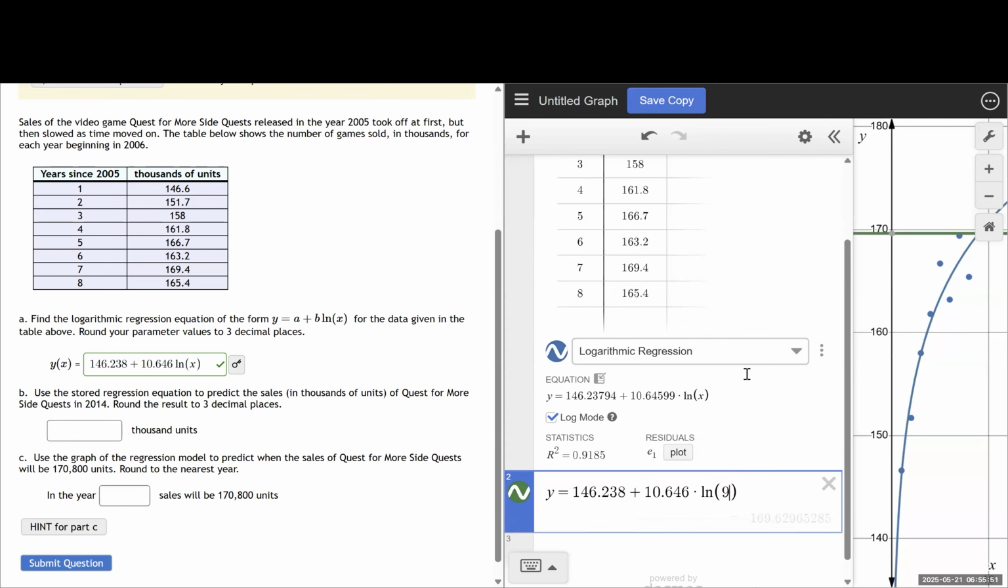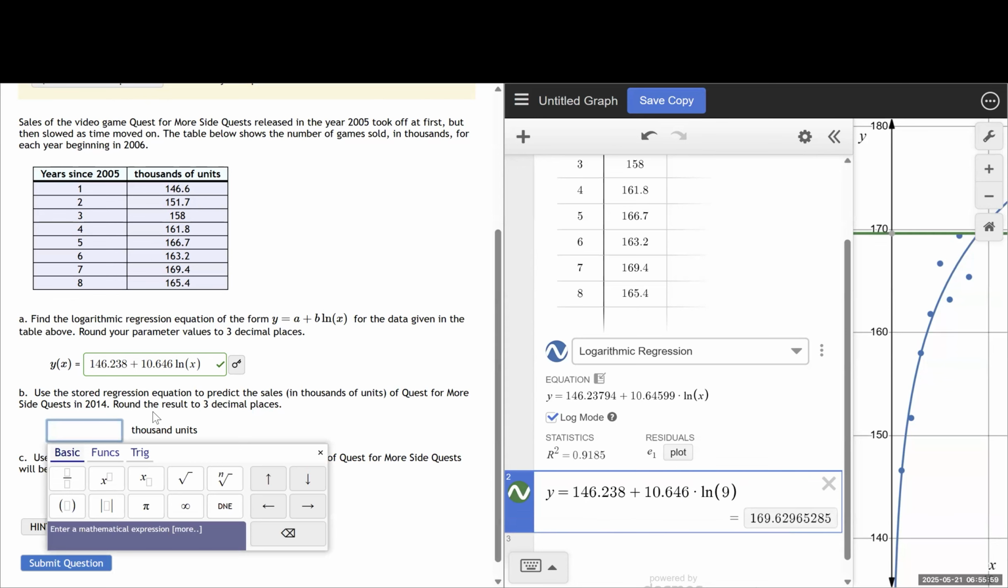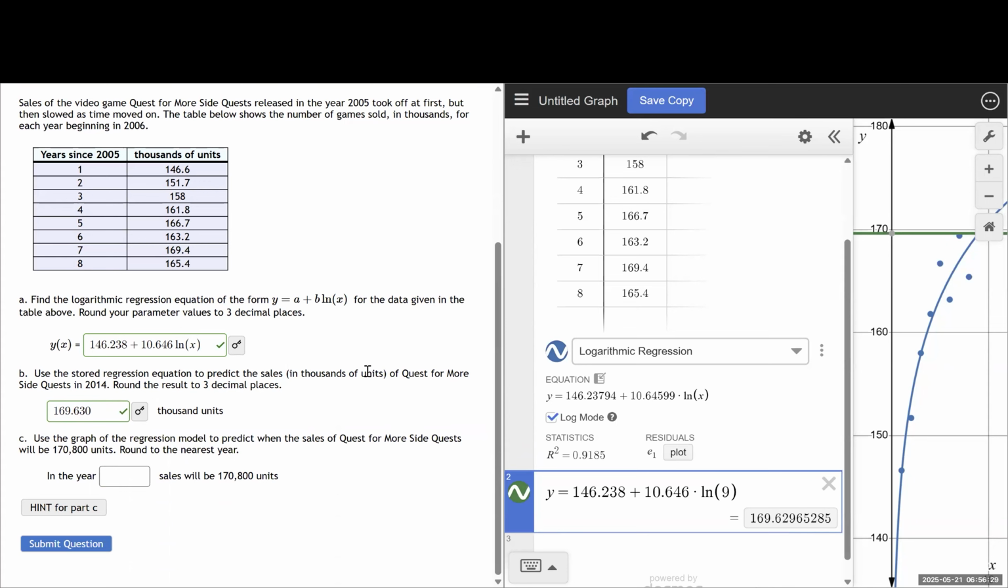So we said that x equals 9 for the year 2014. So in the Desmos equation, I changed the value of x to 9. And so that gives me my result. And now I want to round that result to 3 decimal places. Also, notice that we were told here to predict the sales in thousands of units. So the answer that I'm entering here is in the units given by the regression model, thousands of units. Pay close attention to the units here because our y variables are in thousands of units, and that's going to be relevant both for part B and now also for part C.